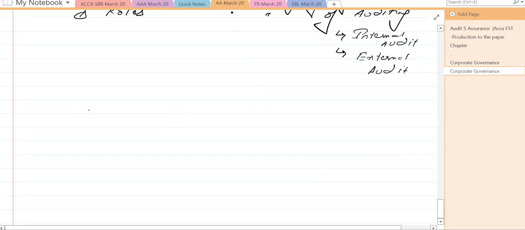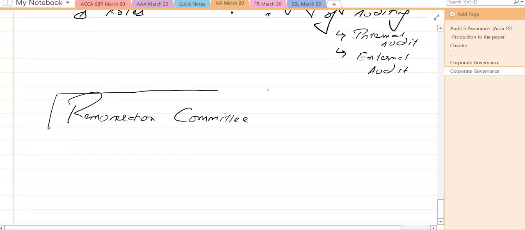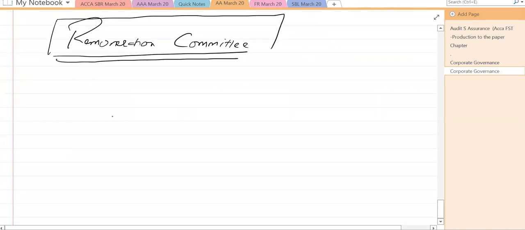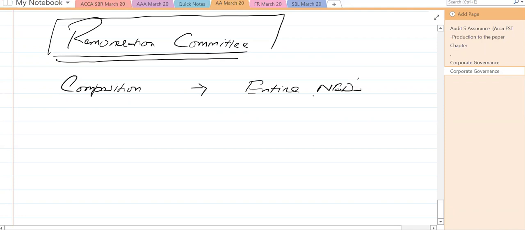So then you have the remuneration committee. Again, first of all, there is the composition. Entire non-executive directors. So even in the audit committee, entire non-executive directors, remuneration committee, non-executive directors. Because in the audit committee, you are keeping the check of the EDs.